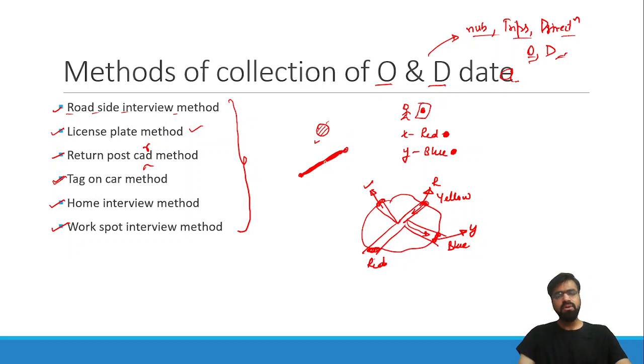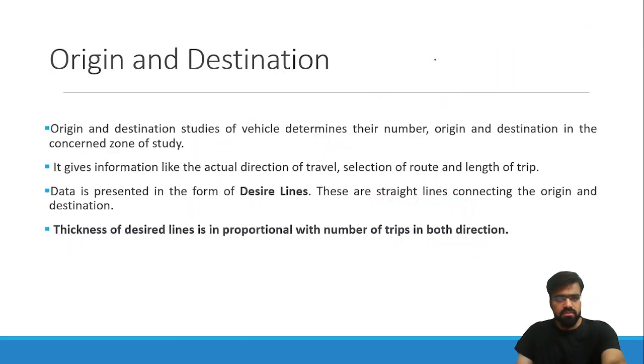So this is all about your origin and destination study. So this is your desire line. Mostly the question is asked from the desire line itself. What is the significance of the desire line? Which of the following data presentations is done in an origin and destination study?